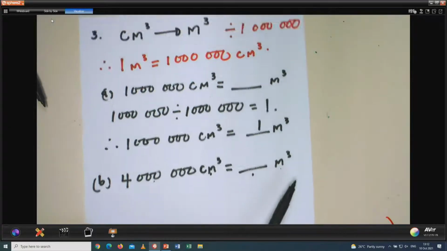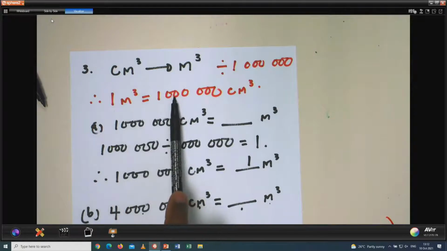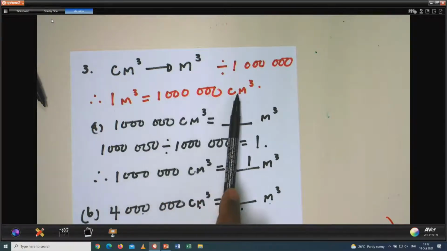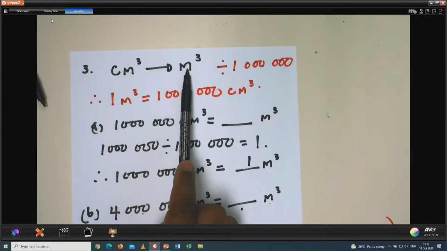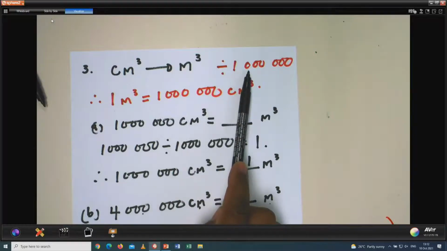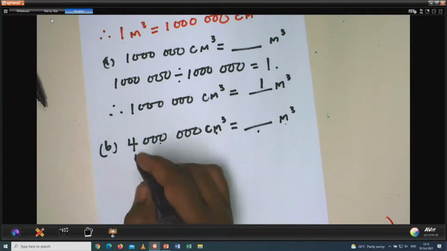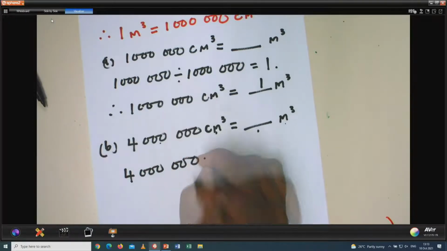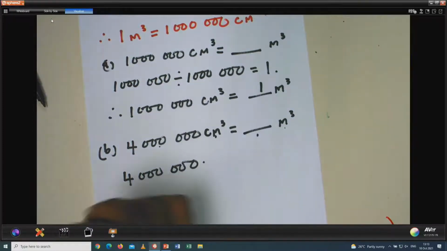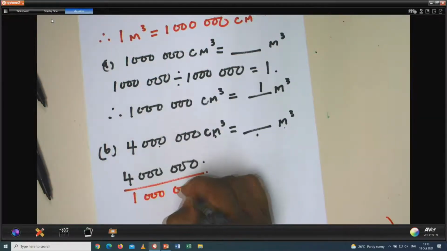And therefore, what is it that we have learned earlier? That 1 cubic meter is exactly 1 million cubic centimeters. And when we are converting cubic centimeters to cubic meters, we definitely divide by 1 million. So the same will apply here: I will have the 4 million, take care of all the zeros, there must be 6, and then let me divide this by 1 million.